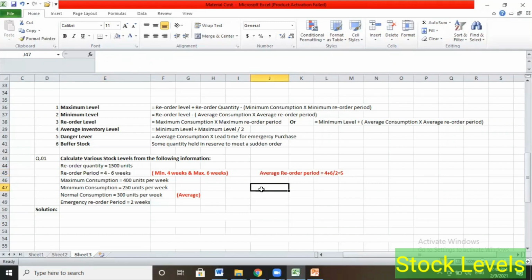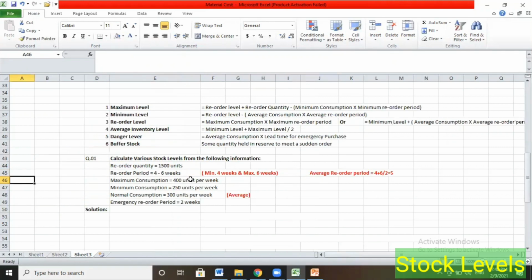This red marking is your thinking. Why do I mark here? Whenever you read the question, you must think something. As and when I read reorder period 4 to 6 weeks, I understand minimum 4 weeks and maximum 6 weeks, and thereafter I understand how to calculate the average reorder period. For that average, we need to divide by 2. 4 plus 6 divided by 2 is 5.